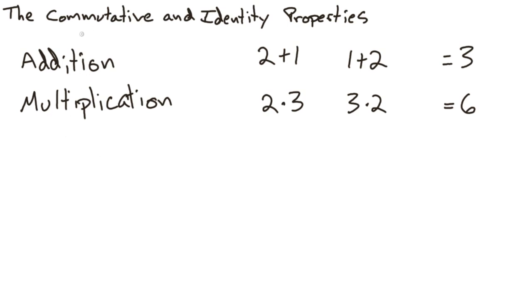So the commutative properties. There's also the identity properties, of addition and multiplication.